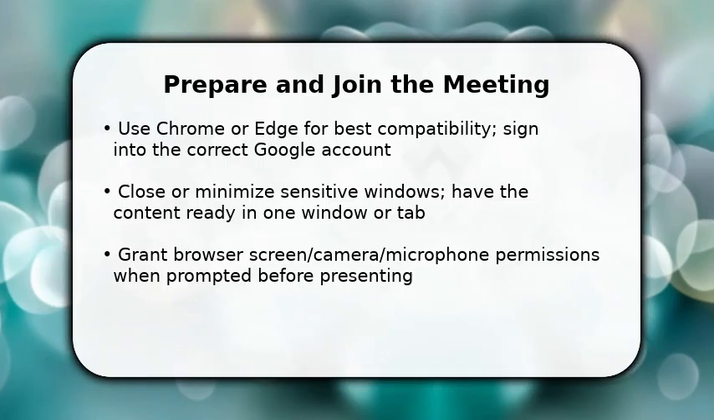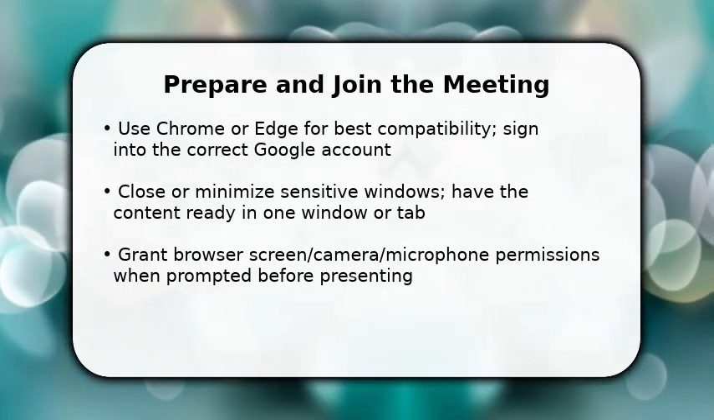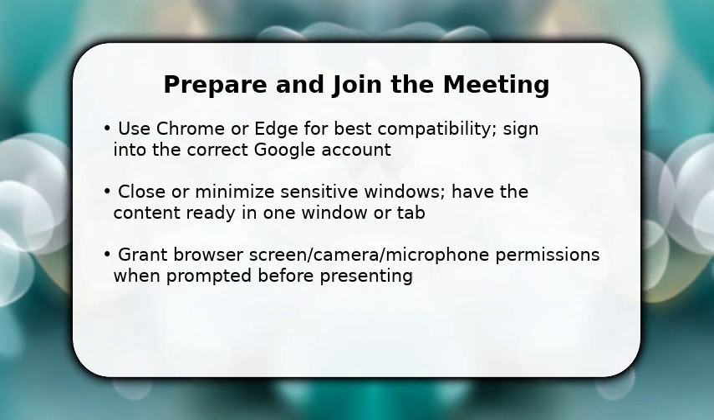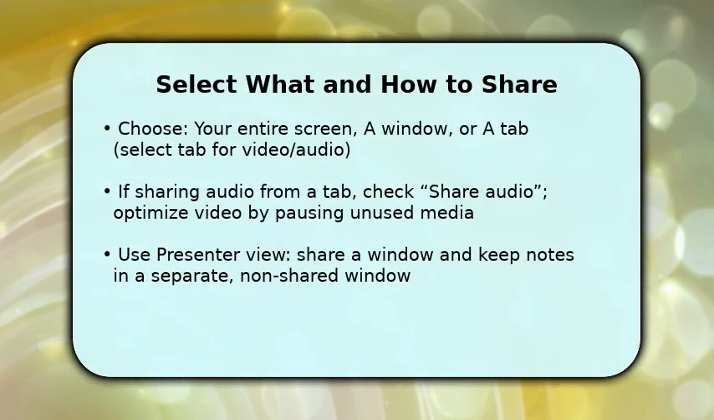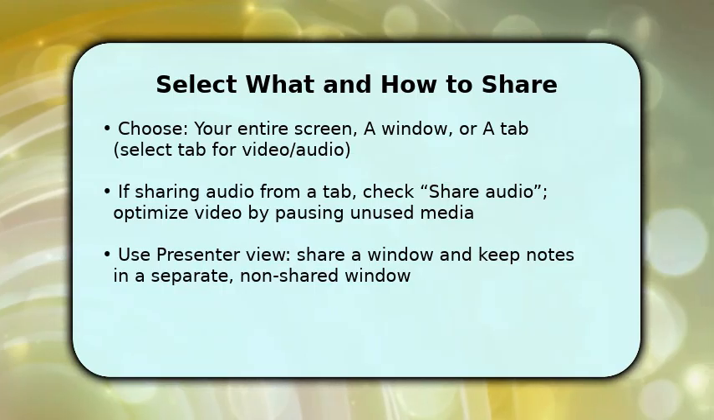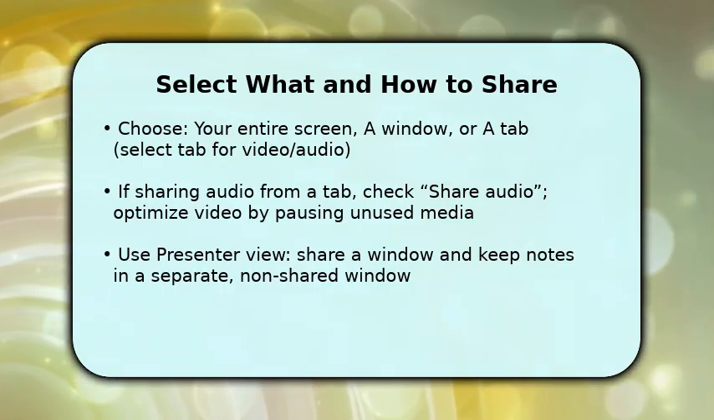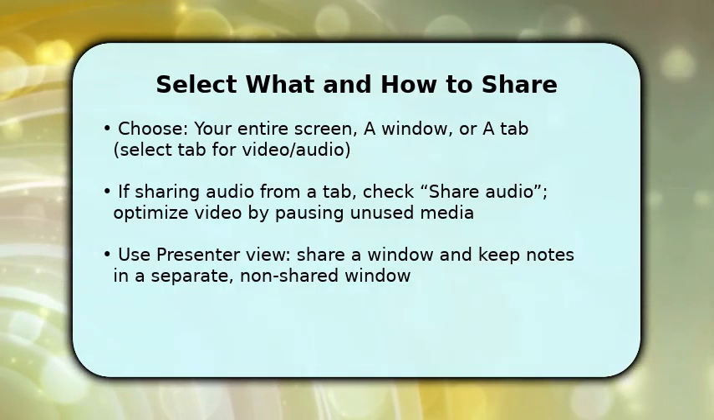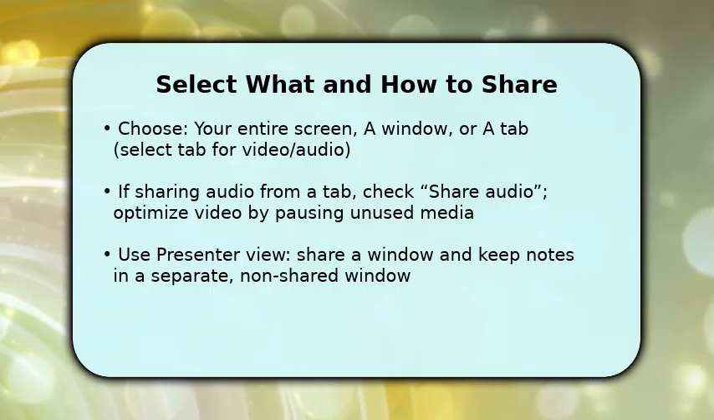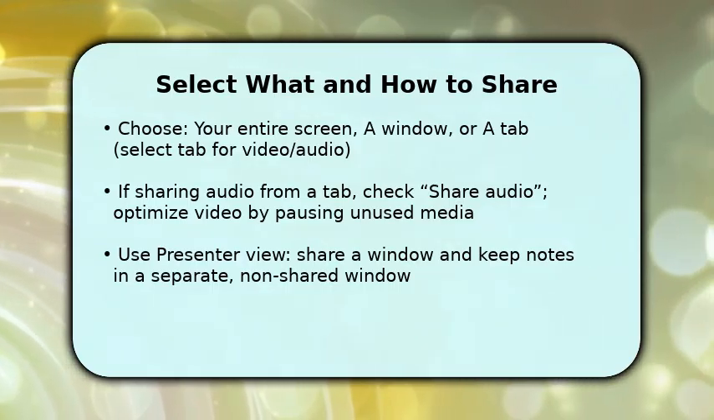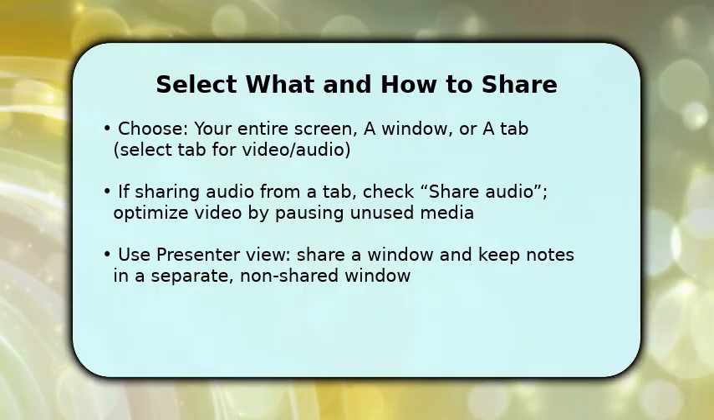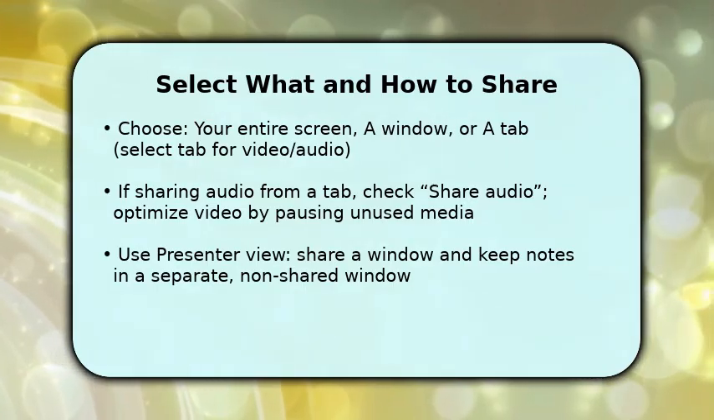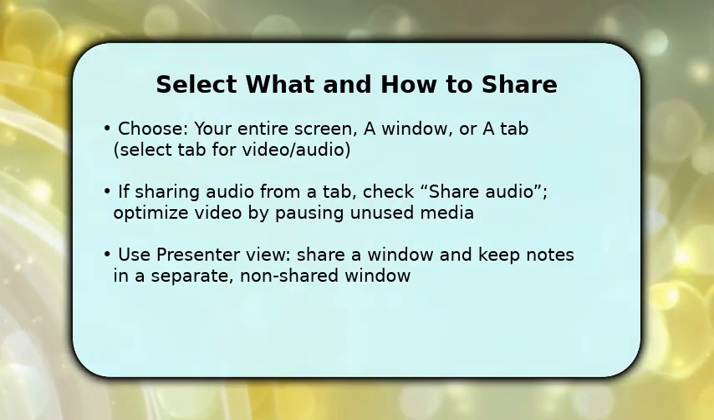Click it to begin the screen sharing flow and choose what to present. Once you click Present Now, pick the correct option: entire screen for switching apps, a window for one app, or a Chrome tab for smooth video and shared audio. If you pick a tab, click the Share Audio checkbox so participants hear video sound. This also reduces lag. Make sure other media on your computer is paused to avoid noise.